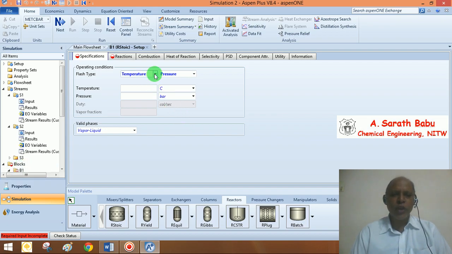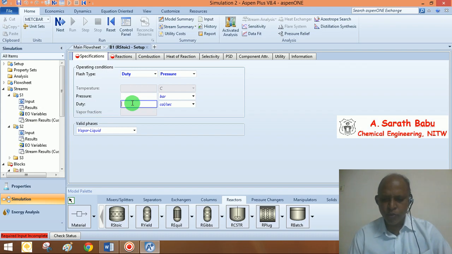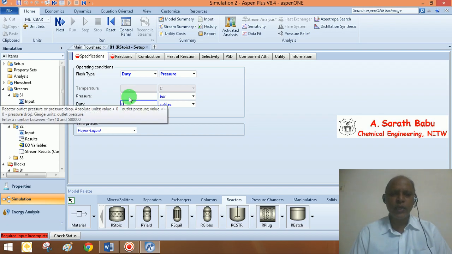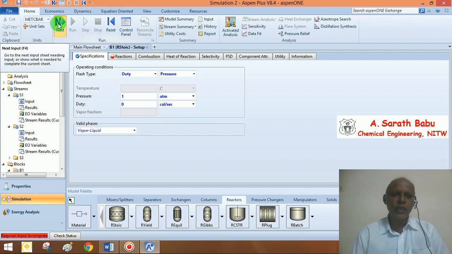Earlier, when we were trying to calculate the standard heat of reaction, we were able to mention the temperature and pressure. Now, we are required to calculate the adiabatic reaction temperature. So instead of temperature, choose duty and select the duty as 0. In other words, I am specifically suggesting no heat should be either added or removed from the system, that is the reactor, when the reaction takes place. Let us once again consider the reactor is operating at 1 atmosphere. Now, we are still required to specify what is the reaction that is happening.